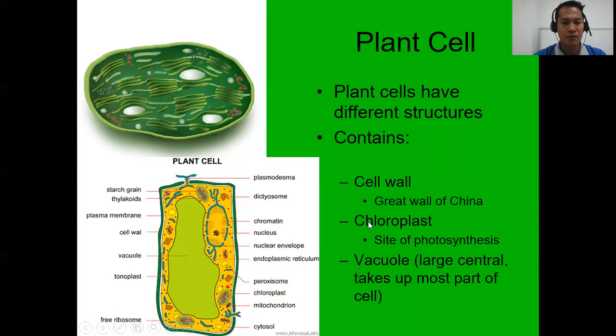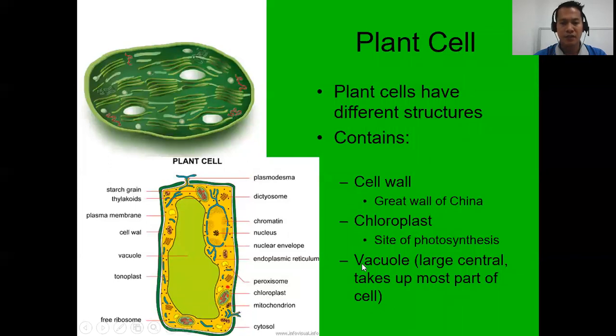Another one is the chloroplast. The chloroplasts are this structure, and because of this organelle, plant cells are able to manufacture their own food through a process called photosynthesis. Maybe in our next video we will talk about photosynthesis and how plant cells produce food. So that's the second one.